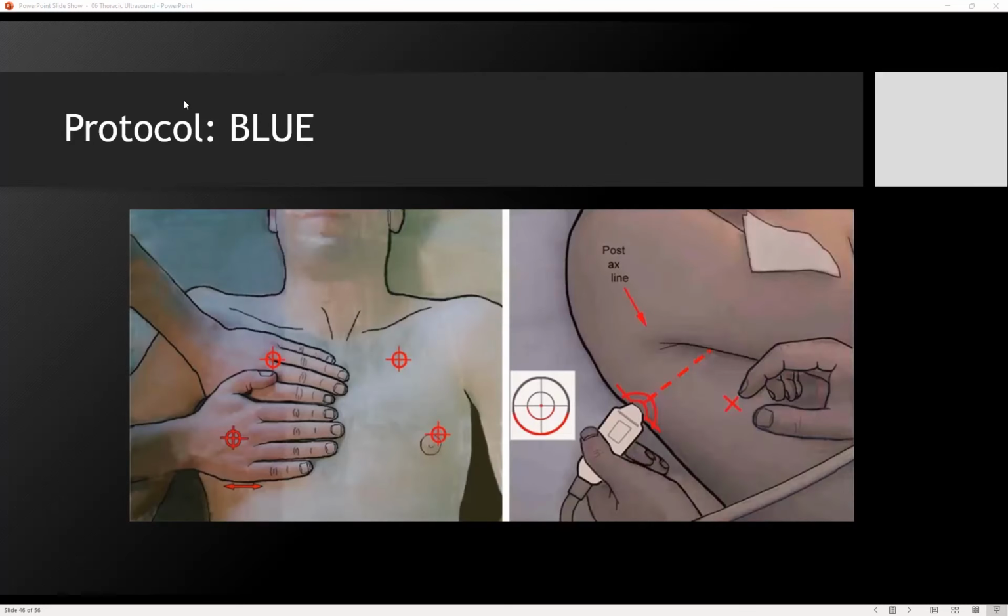by far the most famous protocol is the BLUE protocol, also featured by Dr. Lichtenstein. What I find helpful about this one is that there's only 3 spots on each side. There's 2 anterior, and then this PLAPS point, I can never remember what it stands for, but that's basically where you would go looking for your pleural effusions. And sometimes you don't even need to look there if you're using the BLUE protocol.